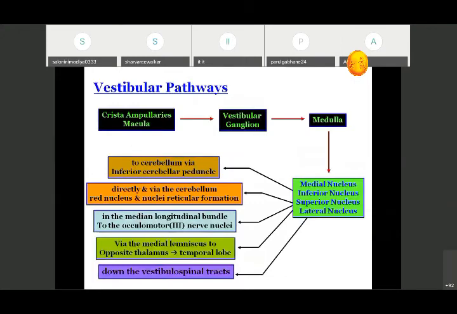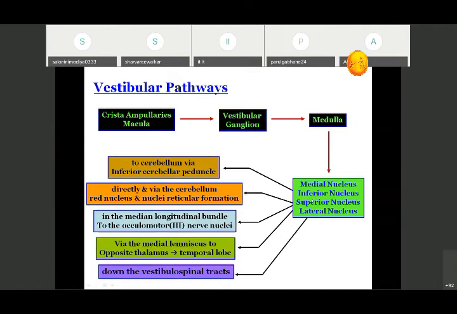Now the vestibular pathway. Whenever this information is generated from the crista ampullaris as well as from the macula, it will go to the vestibular ganglia. From the vestibular ganglion, it will go to the nuclei in the medulla, which are present in the vestibular apparatus. Mainly 4 types of nuclei are present: the medial nucleus, inferior nucleus, superior nucleus and lateral nucleus.